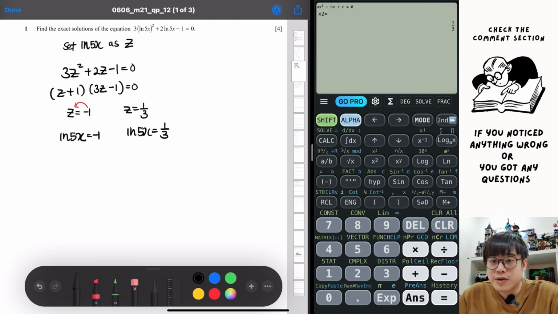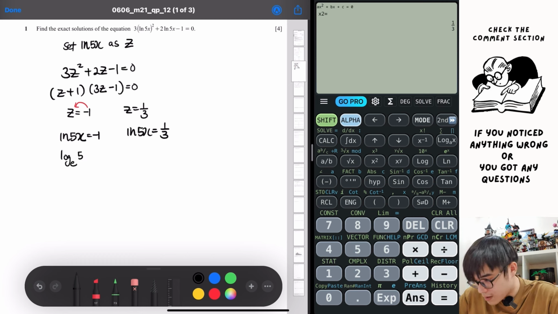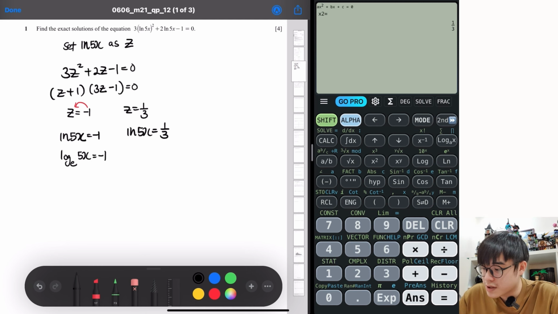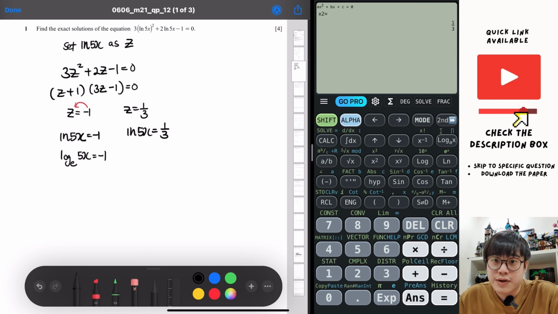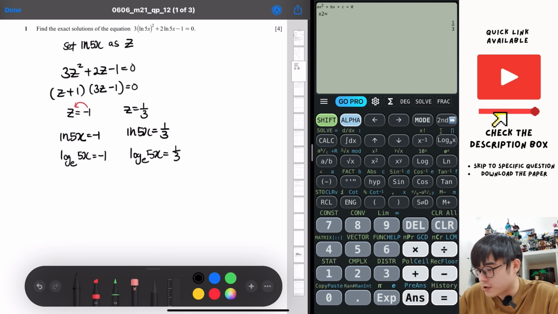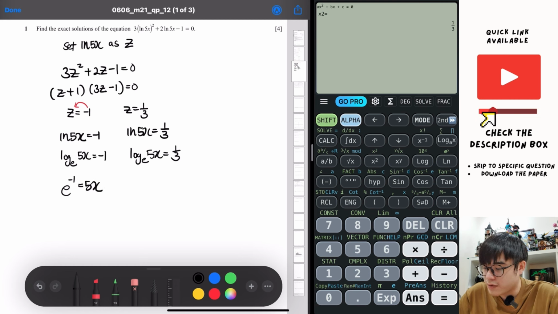When you solve it accordingly, for those who are unsure or unfamiliar with this topic, ln is actually log with a base of e. Your 5x is the result, and the negative 1 is the power. So you have two things here. When you adjust them accordingly, you will get e to the power of negative 1 equals 5x, and e to the power of 1 over 3 equals 5x as well.